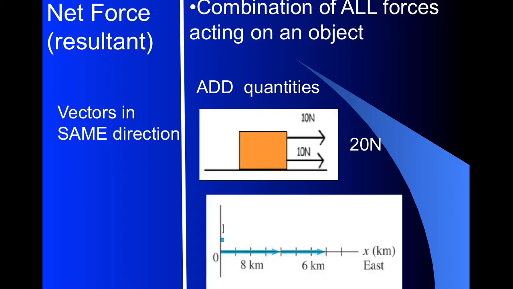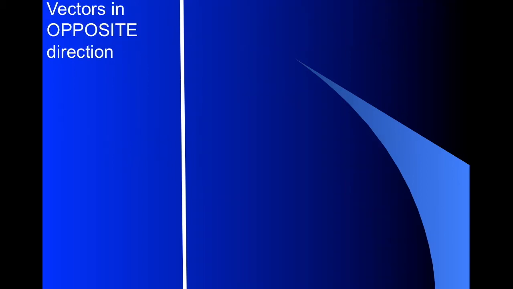Here's another example where you have two arrows denoting the direction of the force, and it is going 8 kilometers and 6 kilometers east, and so your resultant would be a total of addition, so it would be 14 kilometers east. When vectors are going in opposite directions, all you need to do is subtract the quantities.